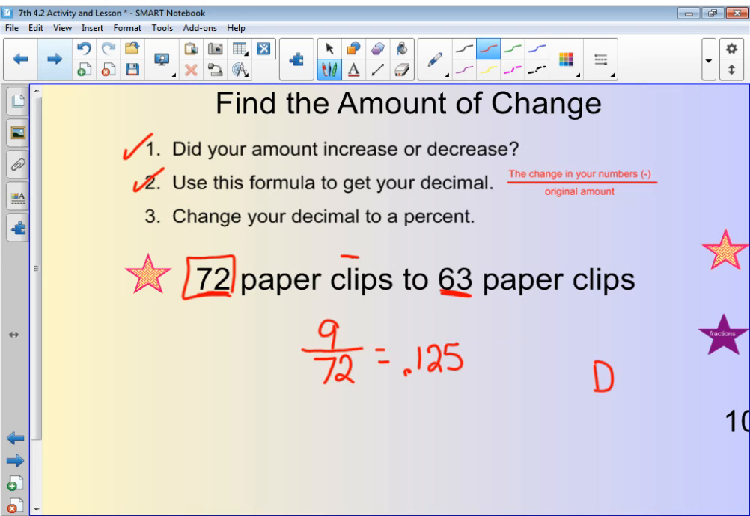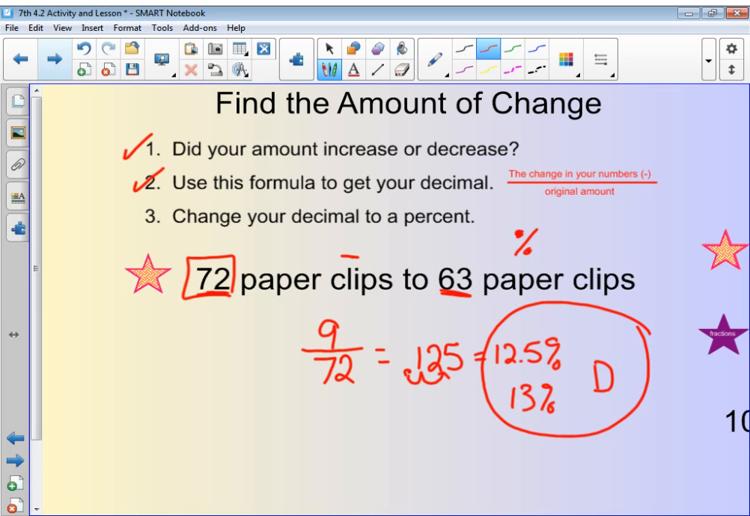Okay, now I need to change it to a percent. So our percent, remember 2 circles on our percent sign and the percent's on the right. So we move to the right, 2 places. That would be 12.5%. Or if you wanted to round, or a question may ask you to round to the nearest percent, that would be 13%. And we identified it was a decrease. So here's our final answer. It was a 12.5 or approximately a 13% decrease.